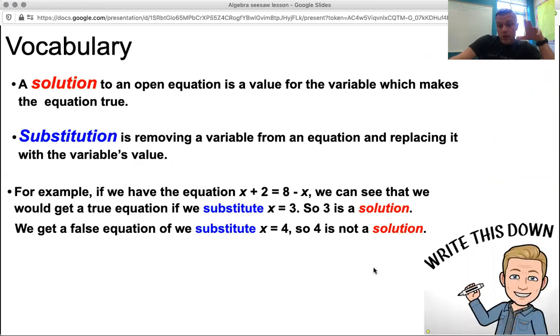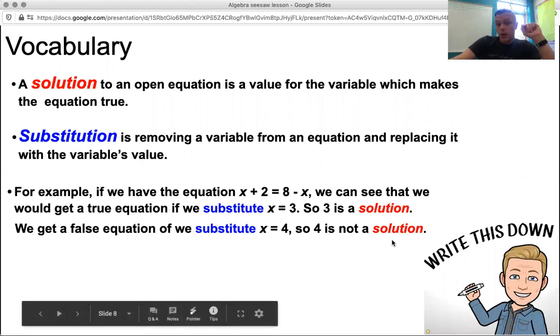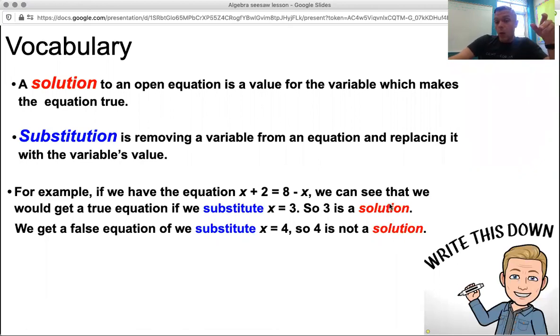Okay, we have two vocab words for the day. I want you to write these down somewhere. First off, a solution to an open equation is a value for the variable which makes the equation true. And we'll get exactly into what it means to have a true equation in a moment.